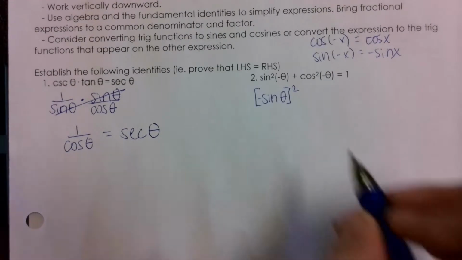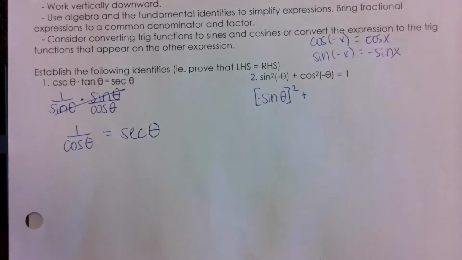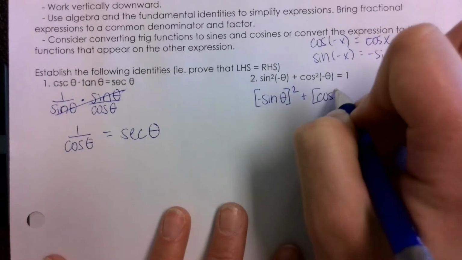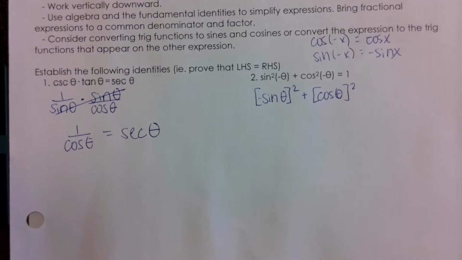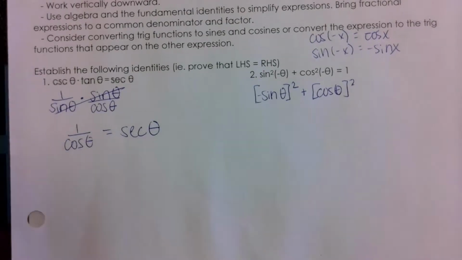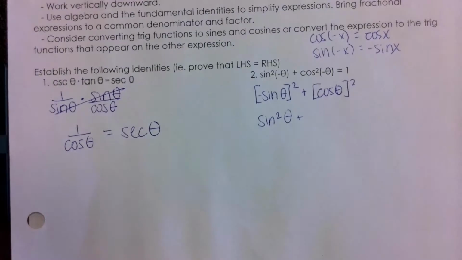And then for the cosine squared of negative theta, the negative is just going to go away. So we could just say that that is cosine theta squared. So then if you have a negative sign, and that's being squared, because cosine is even and sine is odd. Okay. If you've got a negative sign and you square that, what's it going to be? Positive. So that's just sine squared plus cosine squared.